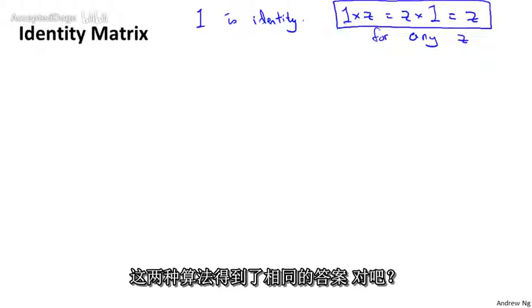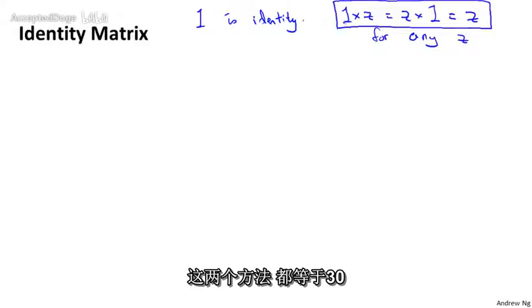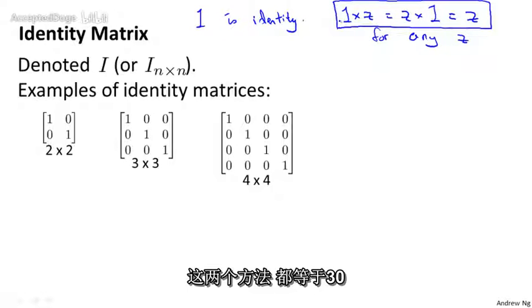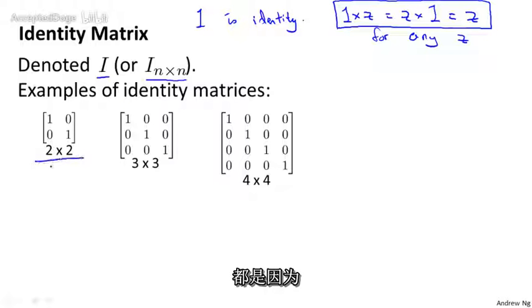It turns out that in the space of matrices, there's an identity matrix as well, and it is usually denoted I, or sometimes we write it as I subscript n by n if we want to make explicit the dimension. So I subscript n by n is the n by n identity matrix. There's a different identity matrix for each dimension n. Here are a few examples. Here's the 2 by 2 identity matrix. Here's the 3 by 3 identity matrix. Here's the 4 by 4 identity matrix.